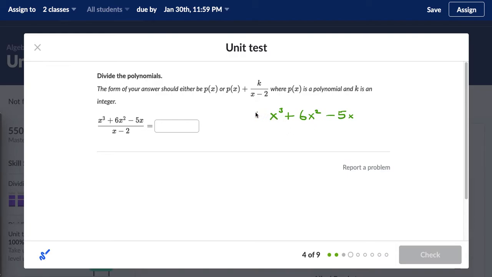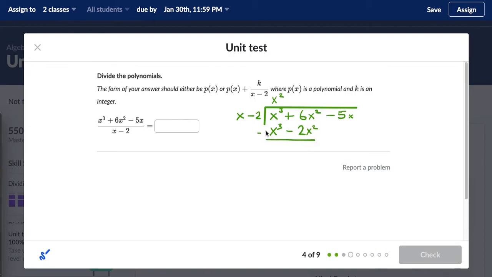So I strongly encourage you to go with long division rather than trying to just scramble your way through with something that isn't actually division. Okay, so x minus 2 is our divisor here, so we're just dividing by x. So x cubed divided by x is x squared, and so x squared times x is x cubed, right? X squared times negative 2 is negative 2x squared.